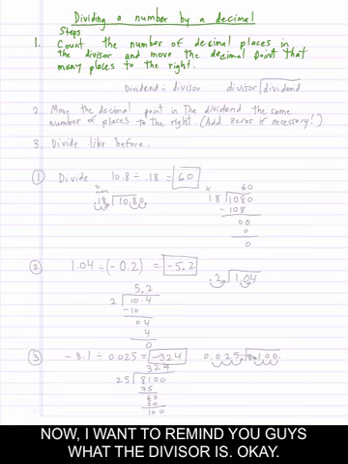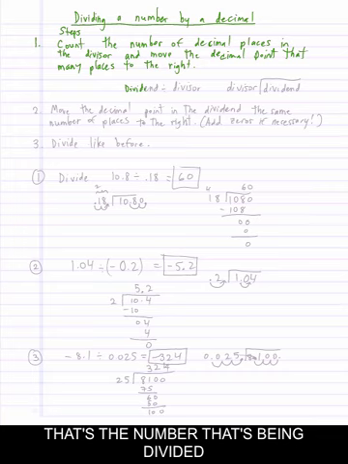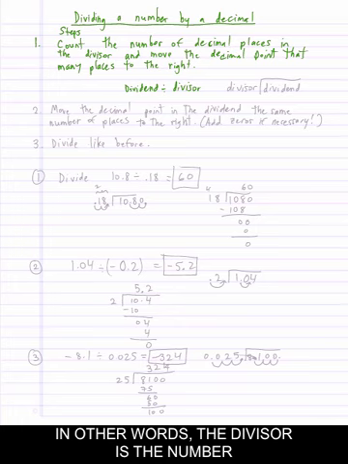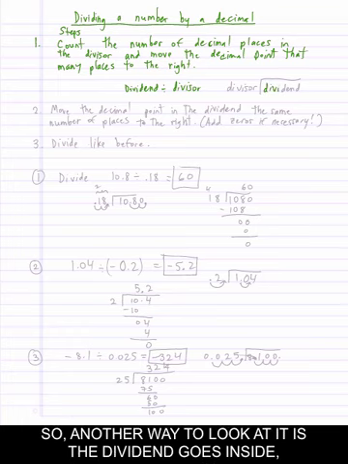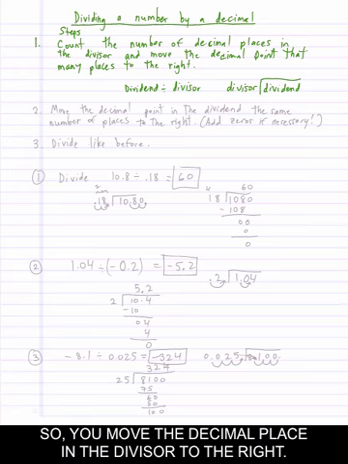Now I want to remind you guys what the divisor is. Okay? You have the dividend, that's the number that's being divided, and you divide it by the divisor. In other words, the divisor is the number that's outside of the division sign. Okay? So another way to look at it is the dividend goes inside, the divisor goes on the outside. So you move the decimal place in the divisor to the right.